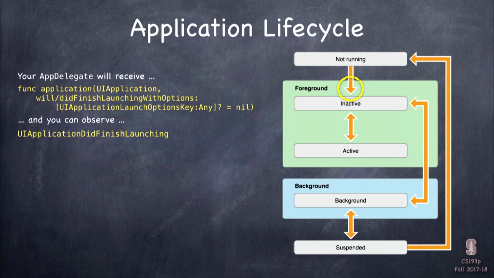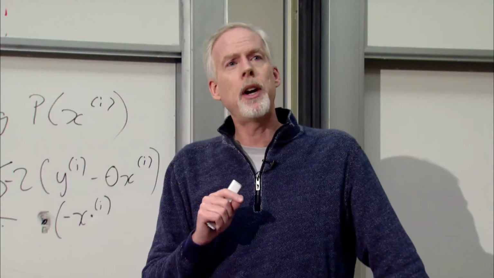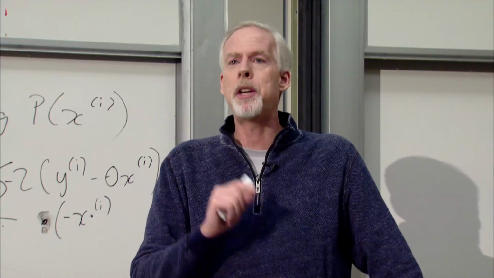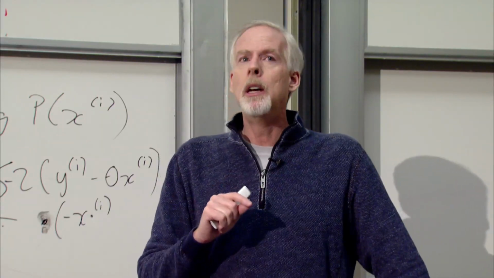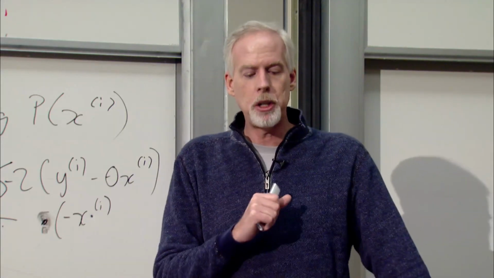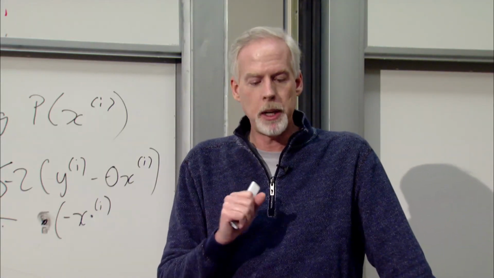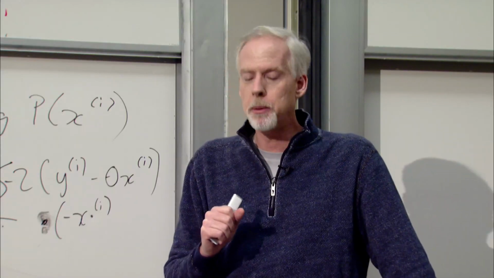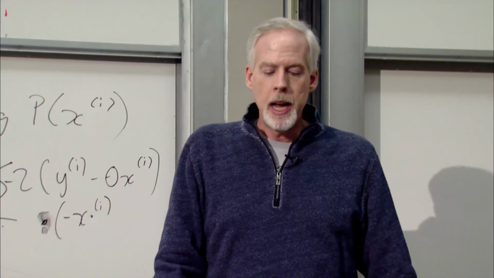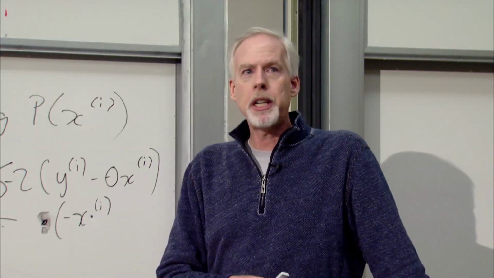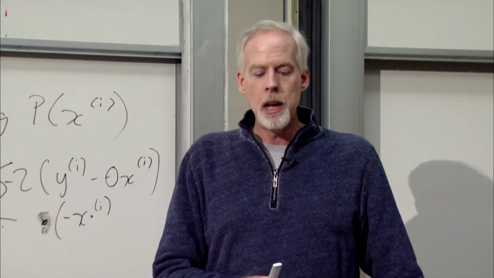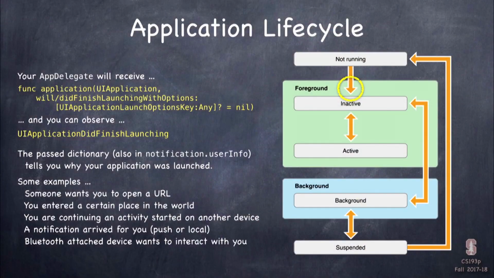By the way, all of these transitions also are broadcast on radio stations. Okay, so you can just sign up and put a closure, and when these transitions happen, a closure can be executed. All right, so that's important to know as well. Not so useful for the very first one, which is application will finish launching with options and application did finish launching with options, because that's one of the first times you actually get to run your own code. Okay, and notice that that thing has a little dictionary passed in. That dictionary tells you why you were launched.